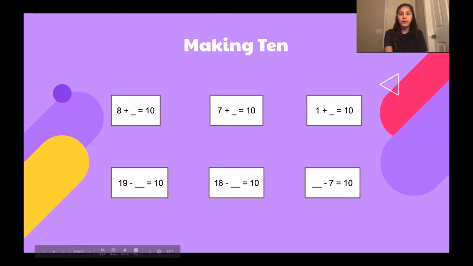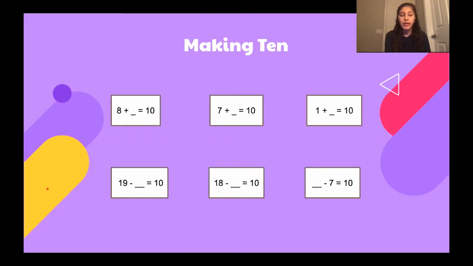Okay, so first it's making 10. For now, you're going to need a piece of paper and a pencil. You're going to copy all of these. Once you've found the missing addend that makes this equation true, so it makes it equal to 10, you can unpause the video. So pause it to find the missing addend. Then once you've solved all of them, hit unpause so that you can see if you got the same answers as me.